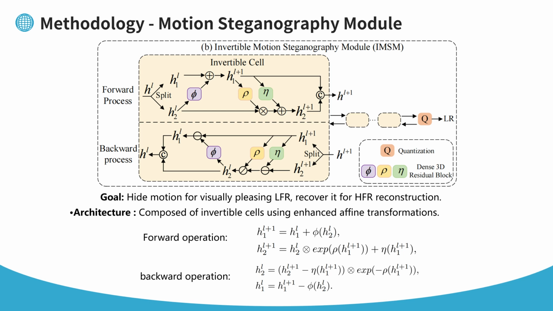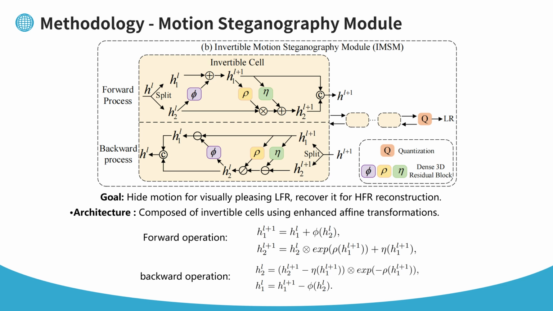The architecture of the IMSM is composed of several invertible cells that utilize enhanced affine transformations. Here, the two functions represent learnable functions, typically implemented as neural networks like our dense 3D blocks, to extract spatiotemporal features.